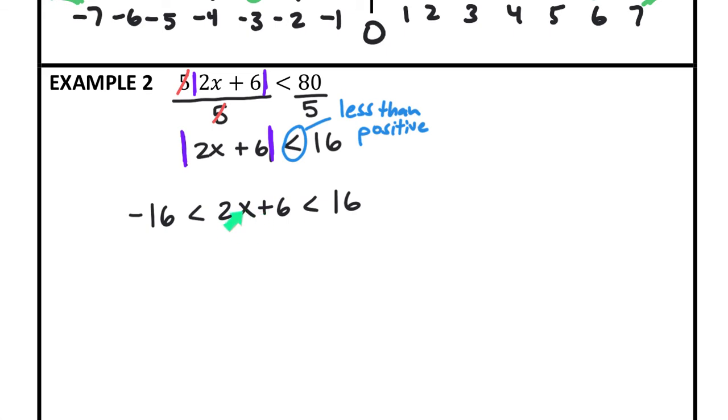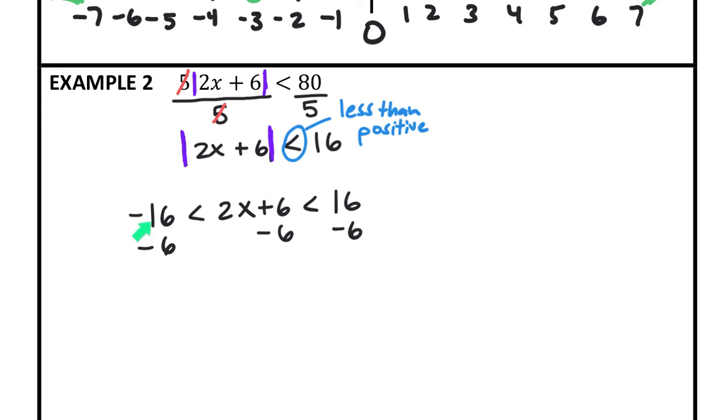So if I want to get x by itself, I need to get rid of the +6. So the opposite of adding 6 is subtracting 6. But I'm going to subtract 6 on 3 sections. So subtracting 6 here, and I'm going to subtract 6 with the 16 here, and I'm going to subtract 6 with the negative 16. So I'm going to subtract in 3 different sections.